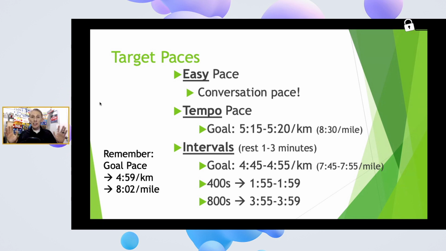Now, I'm not saying you need to go way faster than that. I've had some people come at me for that before. What I'm saying is you want to train a little bit faster than that race pace, like I said, because you have that rest in between those intervals. So if you're running 400s, ideally you want to hit about 1:55 to 1:59 per 400 meters. Or if you're running 800s, you want to hit about 3:55 to 3:59 per 800 meters.